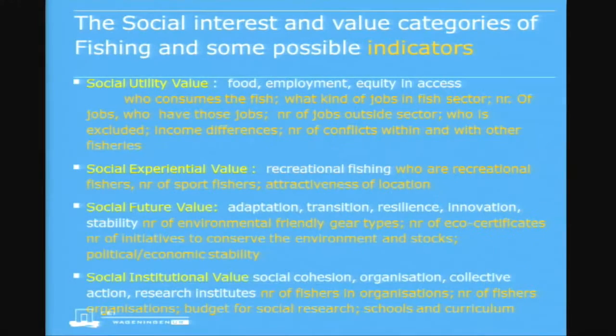The social future value. An indicator could be the number of environmentally friendly gear types or the number of eco certificates or other initiatives to conserve the environment and stocks. The degree of organization is an indicator, and also a budget for research and schools and curriculum. Are fishermen told to take account of their environment, for instance?